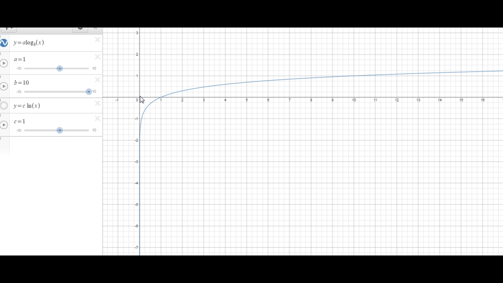All right, so I'm going to play with the a value. This is y is equal to log base 10 of x. If you graph it in your calculator, this is what you're going to look at. You'll graph y equals log x. This is what you'll see.